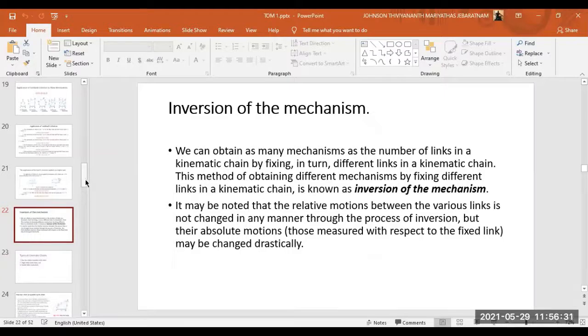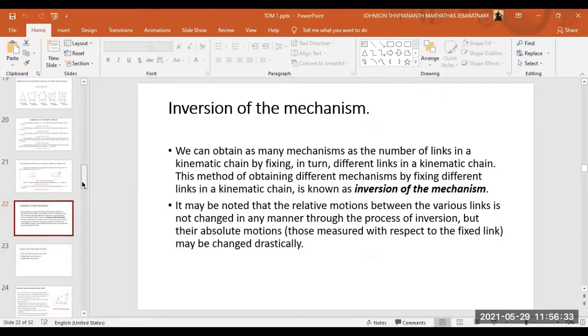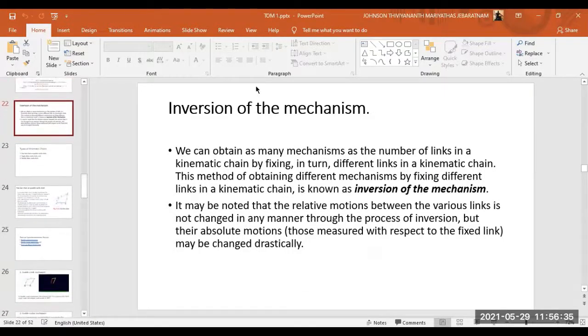Right. Then we come to the inversion of the mechanisms. We can obtain as many mechanisms as the number of links in a kinematic chain by fixing in turn different links in a kinematic chain.